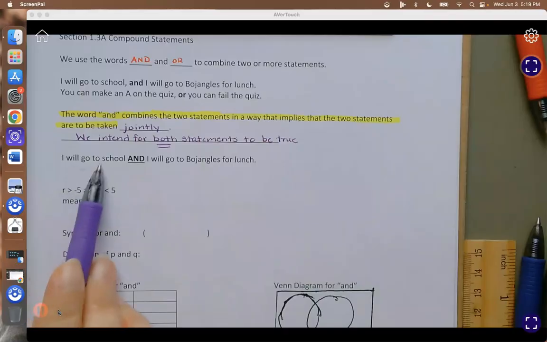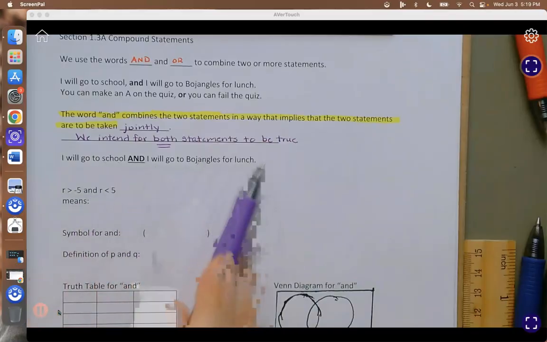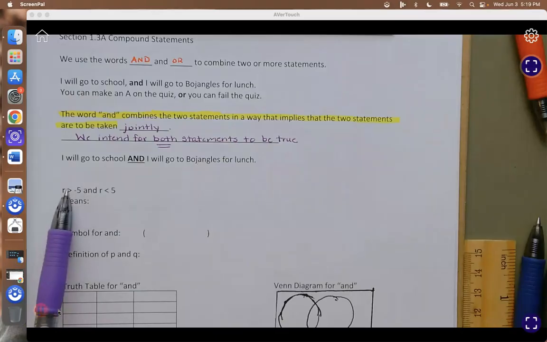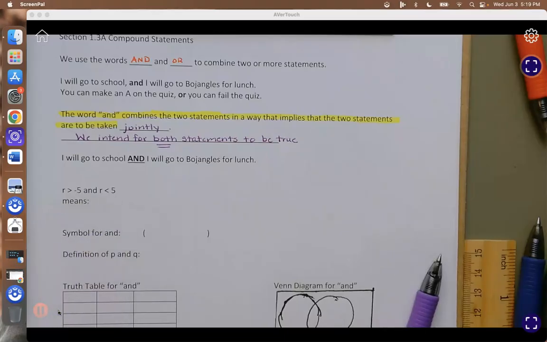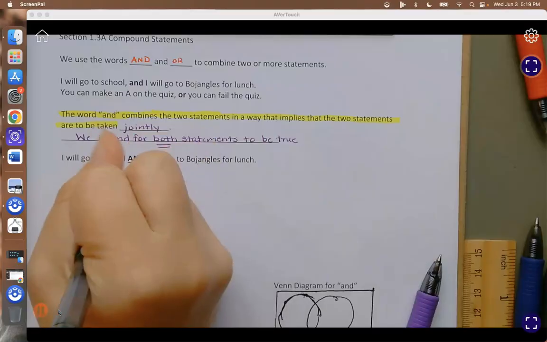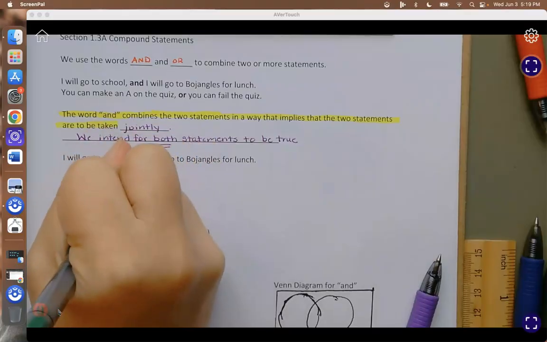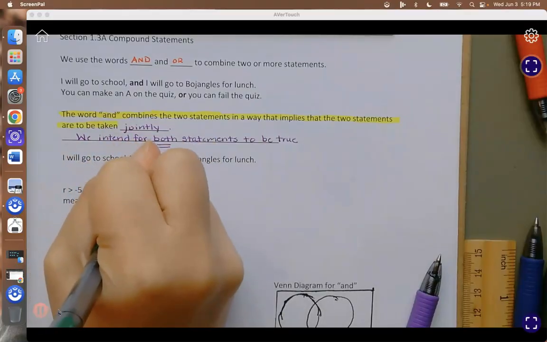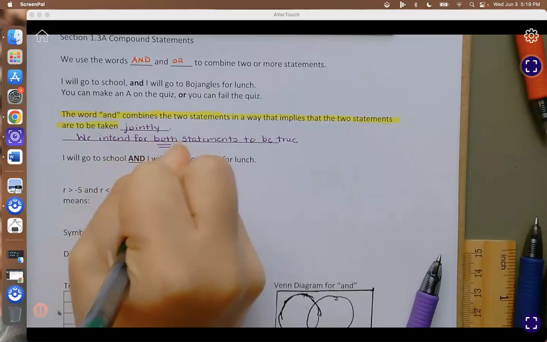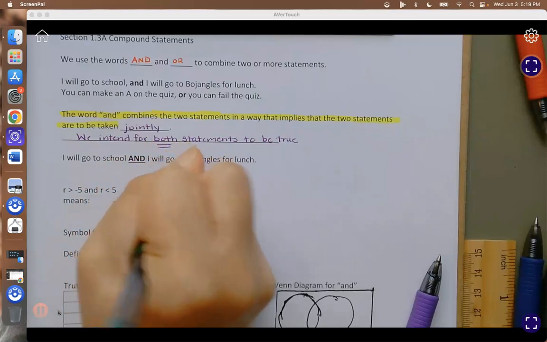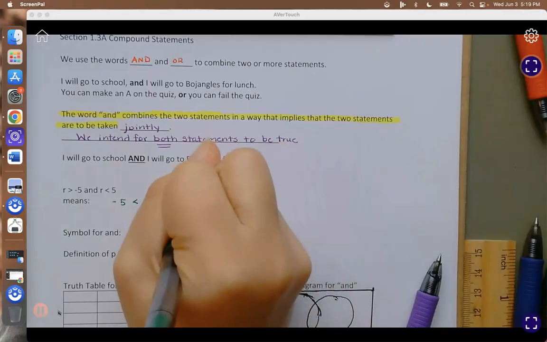So I will go to school and I will go to Bojangles for lunch. We intend both of those things to be true. So r is greater than -5 and r is less than 5. What that means is that the letter r comes between -5 and 5.